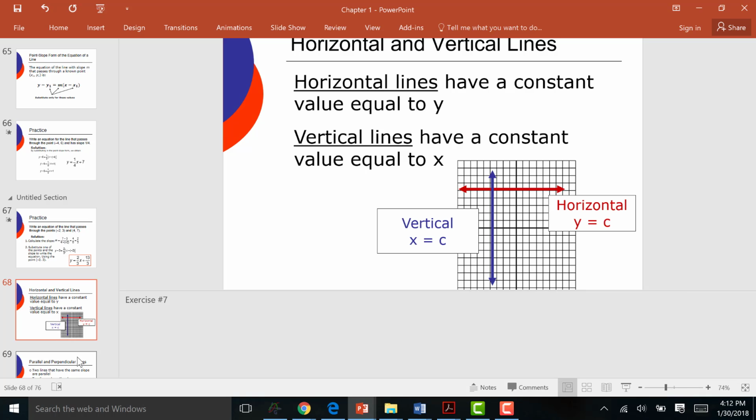What's the equation for this horizontal line? Done. So what if it crosses the x-axis? Okay, so hold on. Let's do this one. This is -1, -2, -3, and -4. What's the equation of this horizontal line? Done.